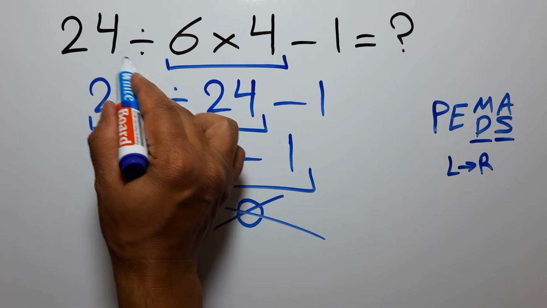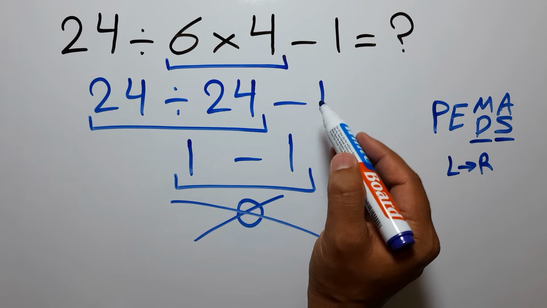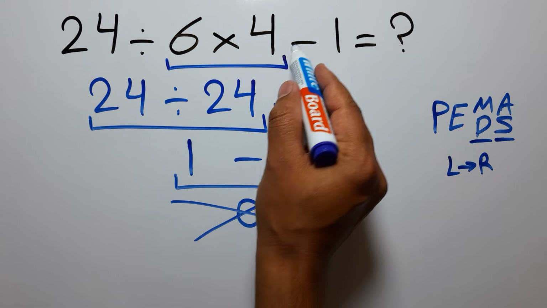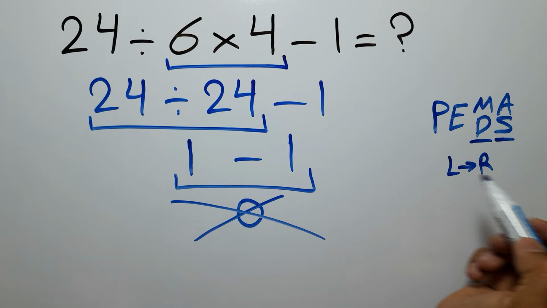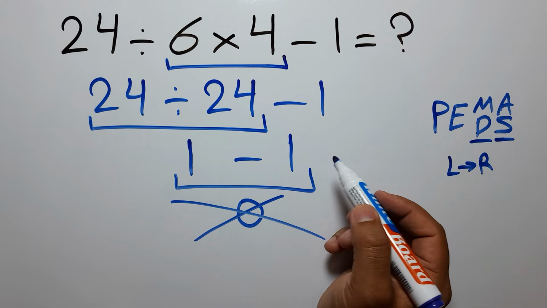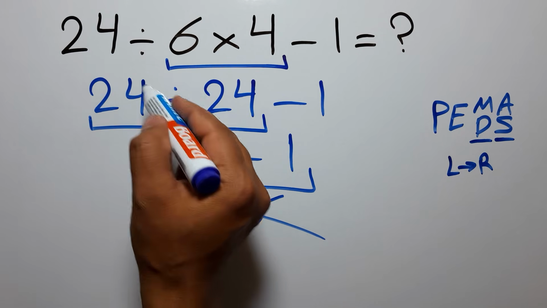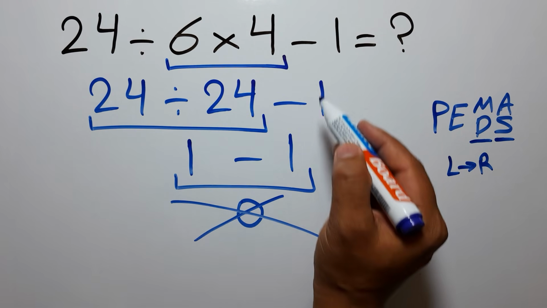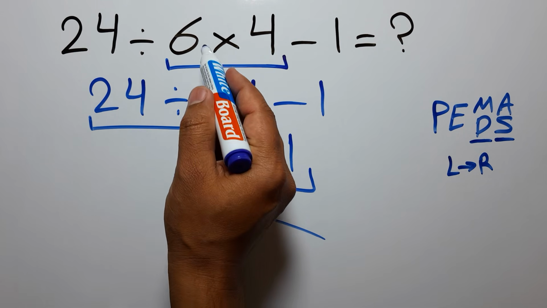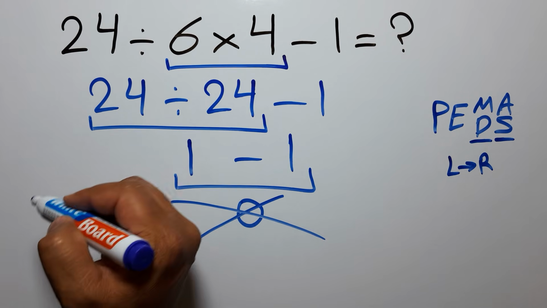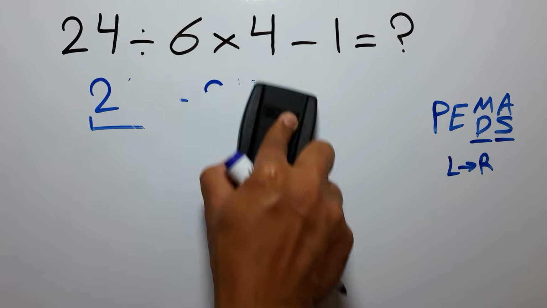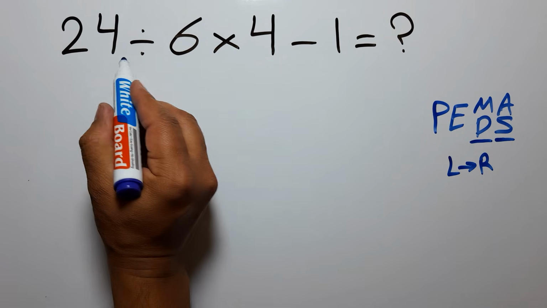In this expression we have one division, one multiplication, and one subtraction. According to PEMDAS, multiplication and division have higher priority than subtraction. And as I said, multiplication and division have equal priority and we have to work from left to right. So therefore, first we have to do this division, then this multiplication, and finally this subtraction. If we do this multiplication before this division, it is wrong. So first we have to do this division.